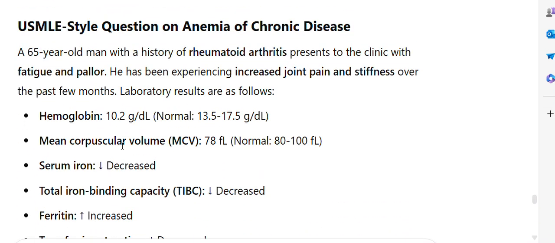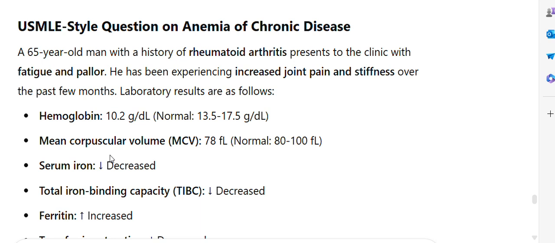USMLE style question on anemia of chronic disease. A 65-year-old man with a history of rheumatoid arthritis presents to the clinic with fatigue and pallor. He has been experiencing increased joint pain and stiffness over the past few months. Laboratory results are as follows.